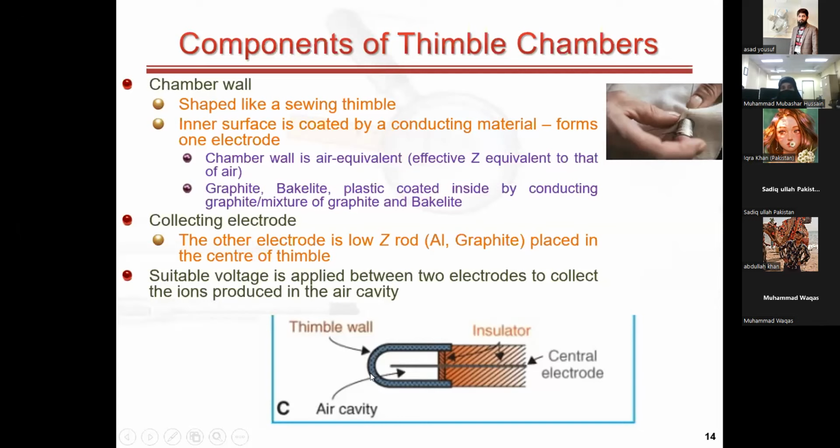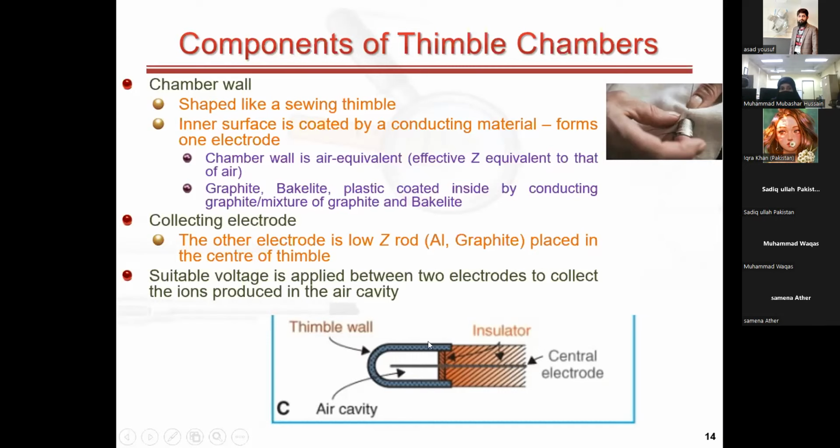The shape of this chamber wall is like a sewing thimble, and its inner surface is coated with some conducting material, and that conducting material forms one electrode. So one electrode is the chamber wall or the inner coating of this chamber wall. There is another electrode that is called central electrode and also collecting electrode. And this electrode is made of low-Z material like aluminium, and it is placed in the center of the thimble.